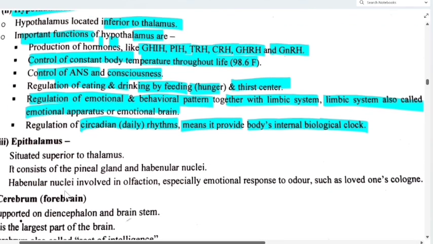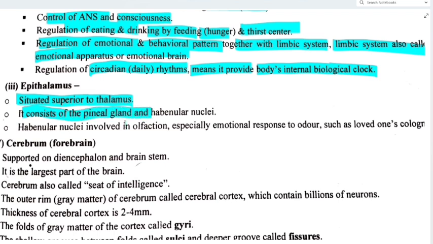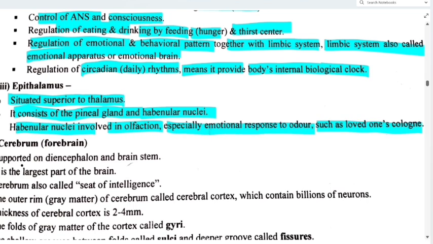Now epithalamus. What is epithalamus? See, it is situated superior to thalamus. It consists of the pineal gland and habenular nuclei. Clear? Then habenular nuclei are involved in olfaction, especially emotional response to odor such as loved ones' cologne.